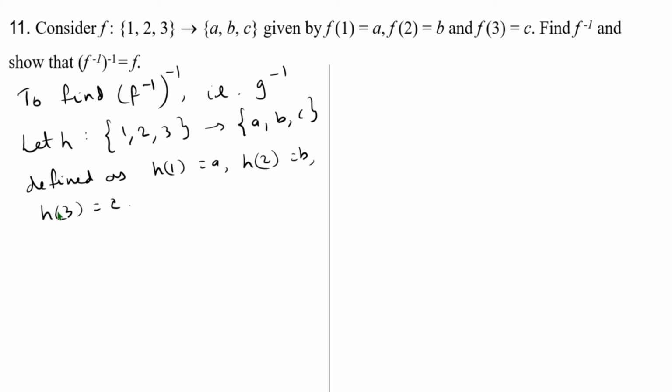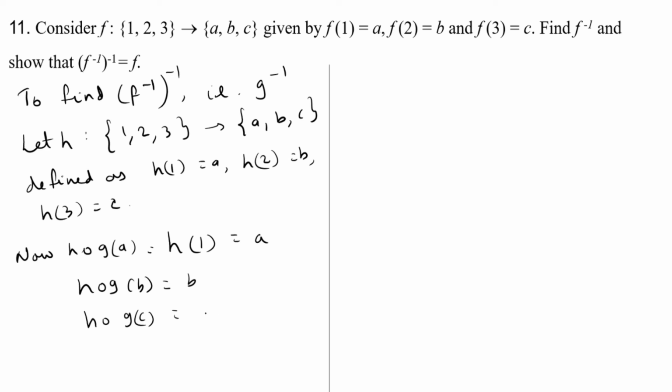Now we'll show that H is the inverse of G. So now H of G of A: G of A we have defined as 1 and H of 1 is equal to A. So similarly H of G of B is equal to B and H of G of C is equal to C. Therefore, H of G is equal to the identity function on the set {A, B, C}.